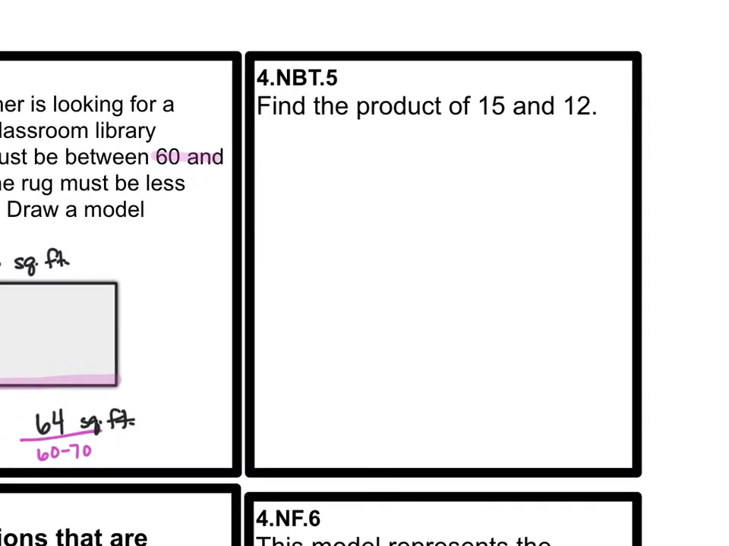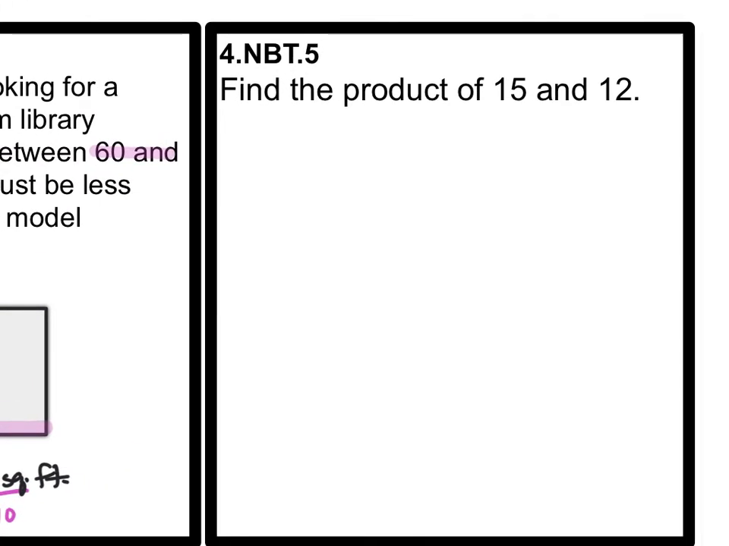Okay, Mustangs, the third problem, and one of the easier ones. Find the product of 15 and 12. Here's my key: this word product means what? Yep, that's right. It is an answer to a multiplication problem, meaning that we have to multiply 15 and 12.